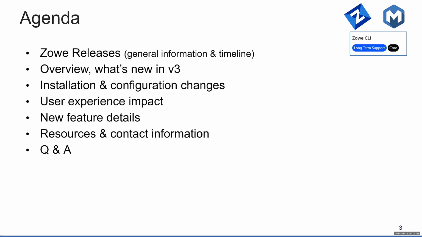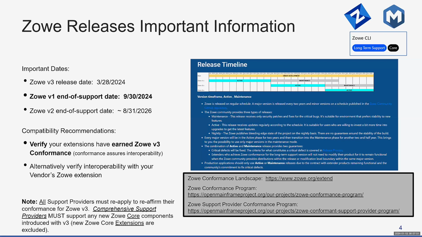Okay, next slide, Adam. Just going to go over a couple more slides and I'll turn it over to you. So Zowe releases important information. We wanted to make you aware of a few dates, bring them to your attention, and on the next slide we'll review it in timeline format so that you can plan accordingly.